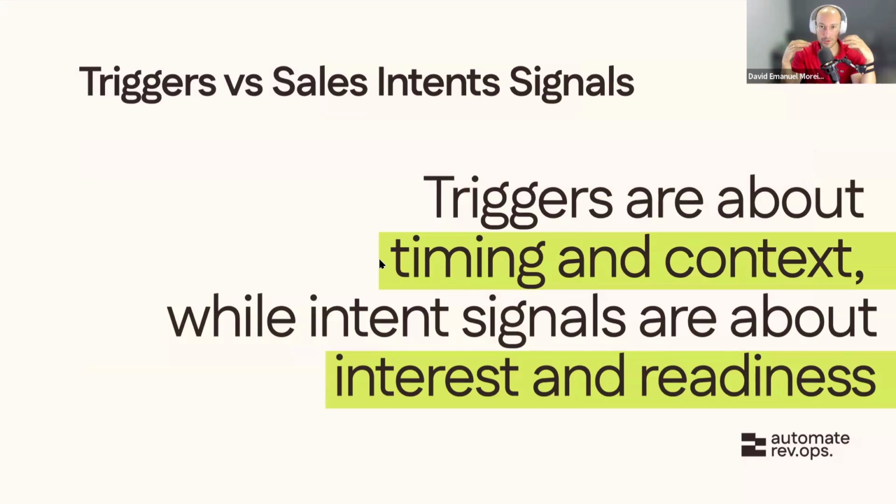Although in this webinar we will refer to them all as triggers, there is a conceptual difference. Triggers are about timing and context, at a company level and also an industry level, while intent signals are about personal interest and readiness to buy. If you are able to monitor both, a company level and a lead level, you will be able to create a super powerful workflow. Understanding that will help you understand which triggers are better for your purposes.